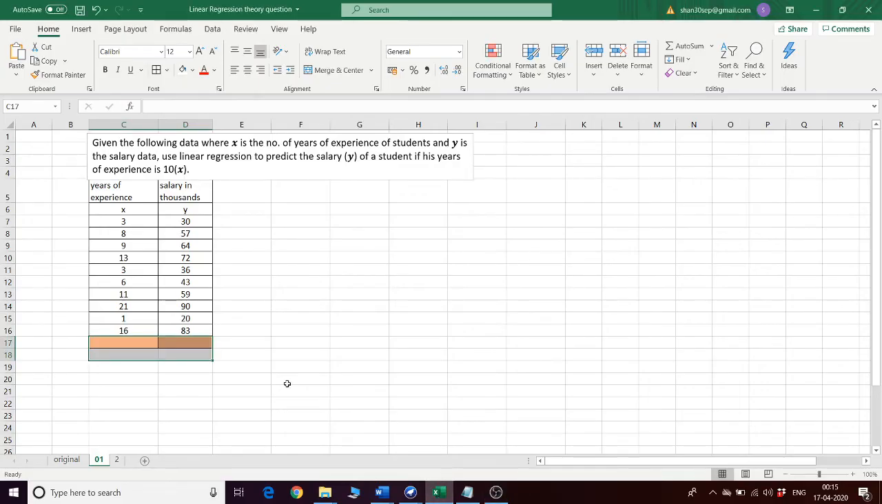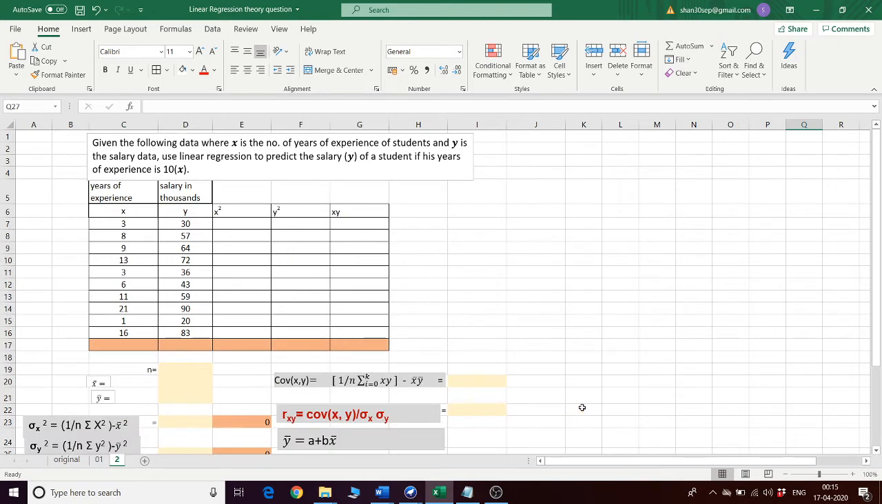Because its question is given to you. The values of x and y variables are given to you. X is number of years, y is the salary. Now you have to use linear regression to predict the value of y given that the value of x is 10. For that we've got to find out the equation.